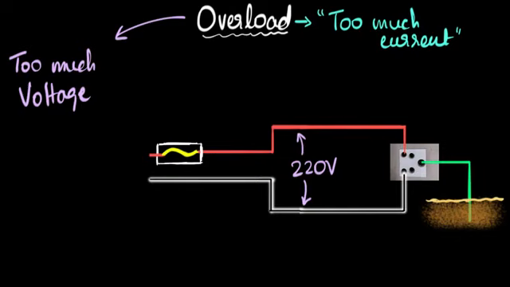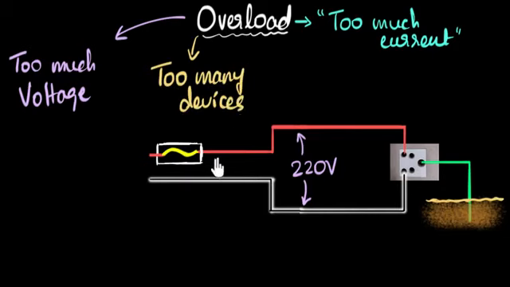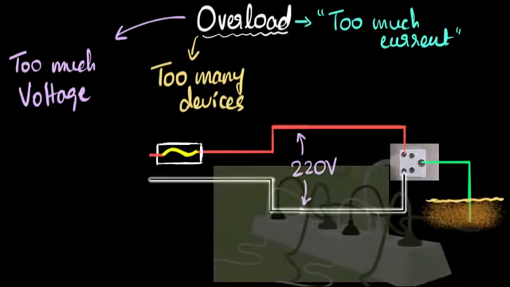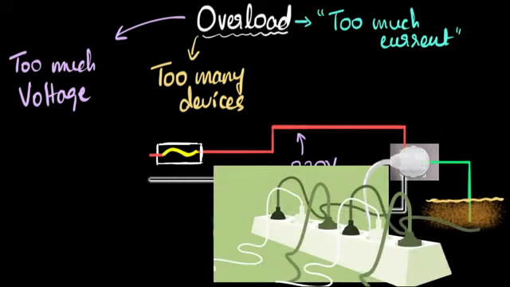Another way in which an overload can happen is, there is not too much voltage, nothing is happening when it comes to voltage, but we could be using too many devices. What does that mean? Well, we've all been there, right? That one plug point is not enough for us, so what do we do? We attach an extender, and then we start attaching too many devices to it.